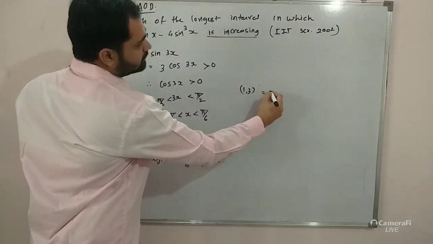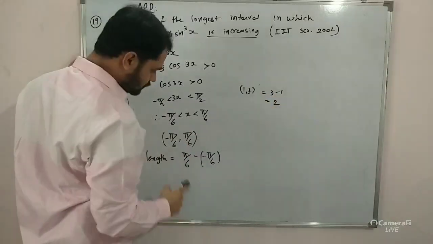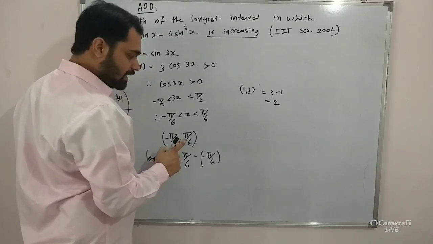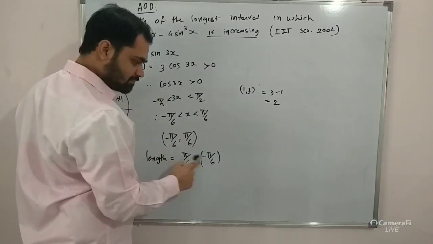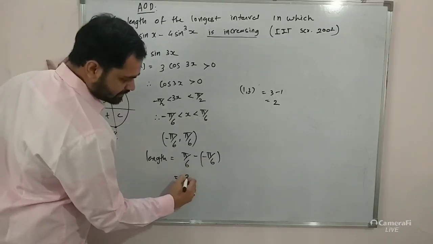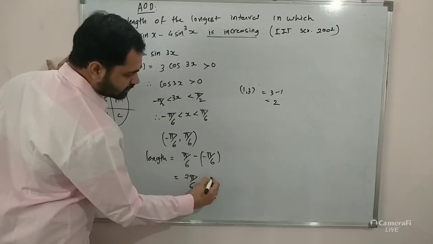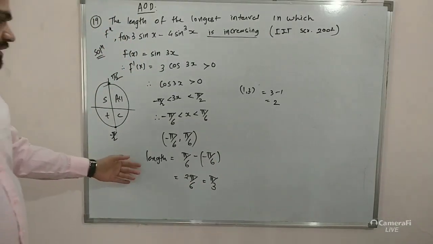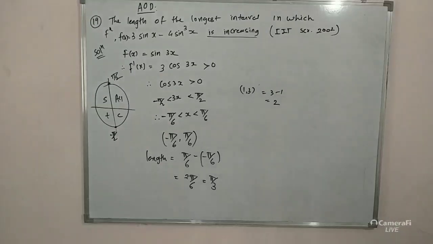So here, if the interval is 1 to 3, then the length of this interval is 3 minus 1 equals 2. Here the interval is -π/6 to +π/6, it means the length of the interval is π/6 minus (-π/6), which is 2π/6, or you can say it is π/3, right? So the length of the longest interval is π/3. Okay, so π/3 is the answer.